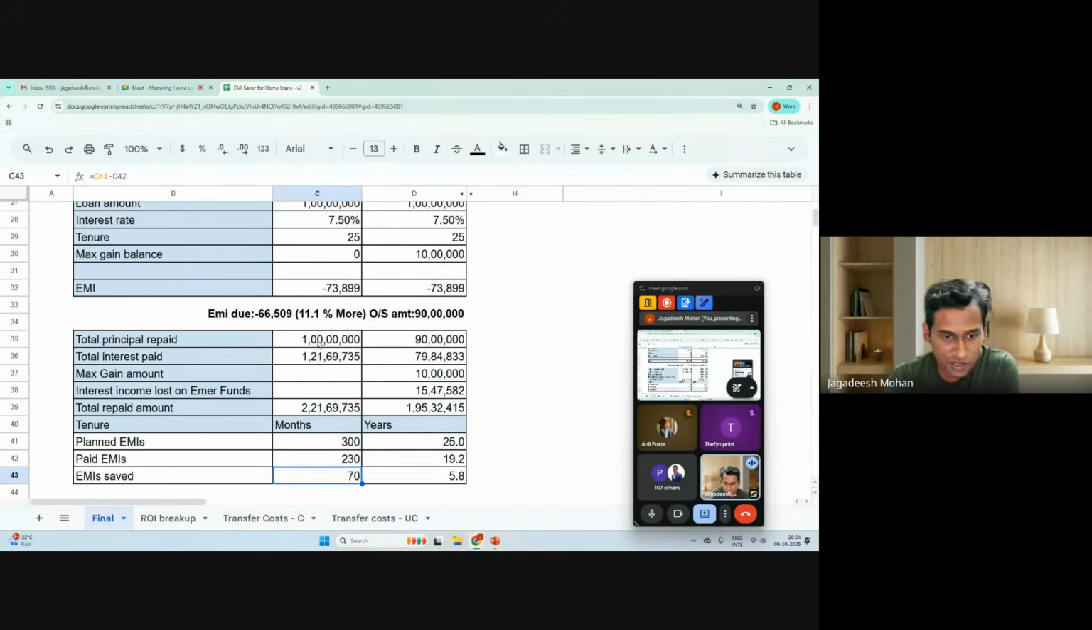So what happens in a regular case? You have taken a principal of 1 crore. You have to repay the 1 crore back. The total interest generated is 1.21 crore. And hence we arrived at the number 2.21 crore.